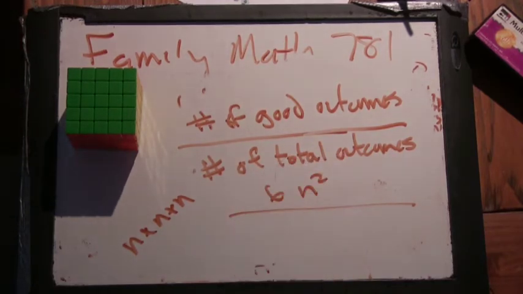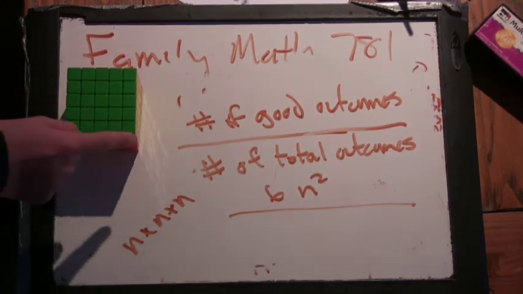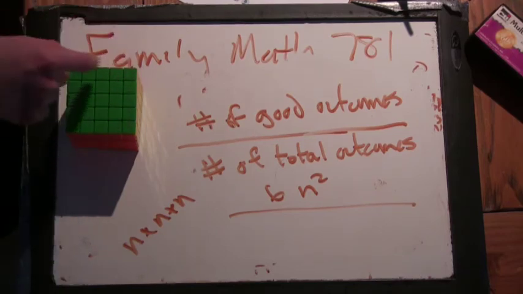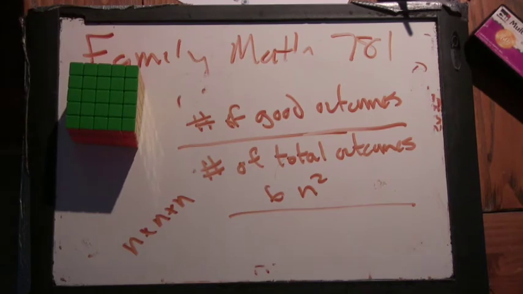Why is that? Because the side lengths are n, so n by n, there's going to be 6 n by n squares. Those are the faces of the cube. So 6n squared. Okay. And what are the total outcomes?